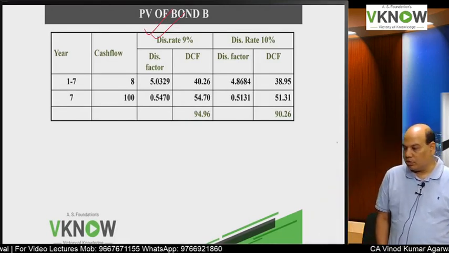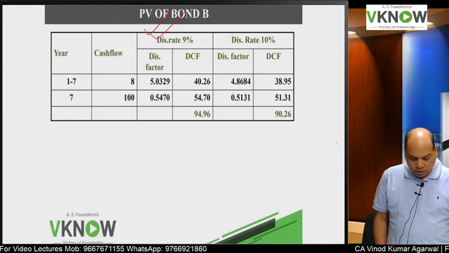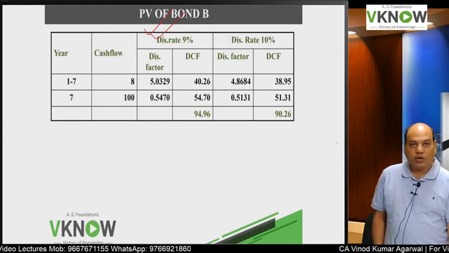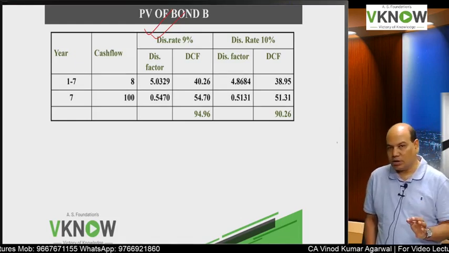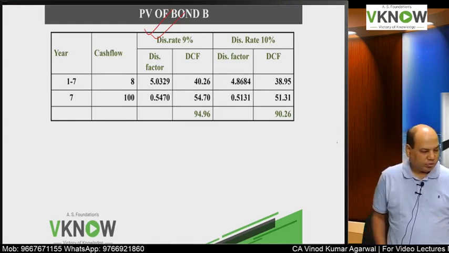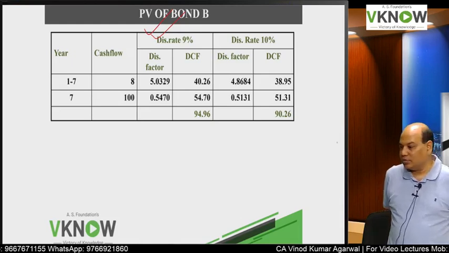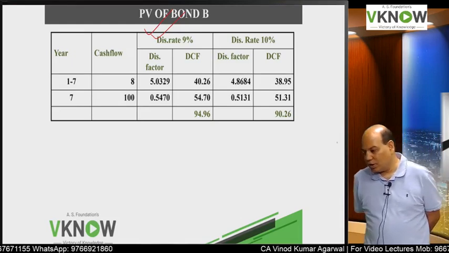So write down PV of bond B. In bond B I have changed one feature. Number of years I have taken 7 years now instead of 10. So student will check my answer and tell me whether it is right or not.